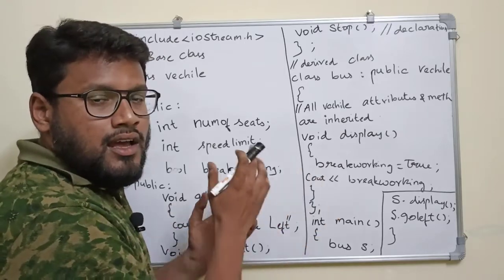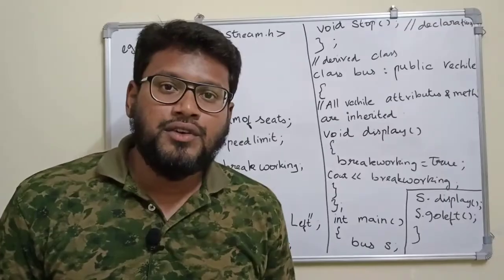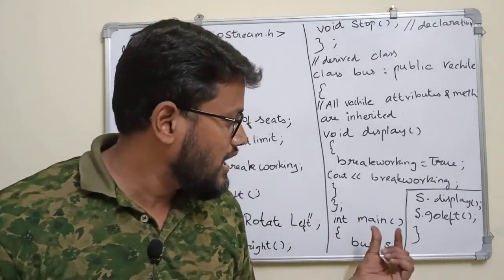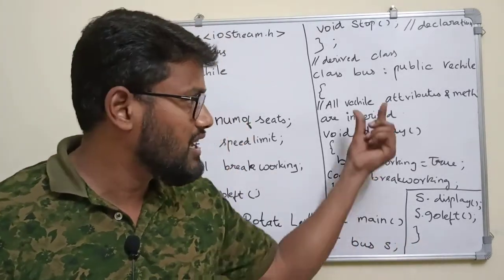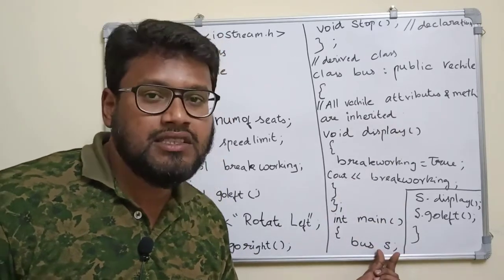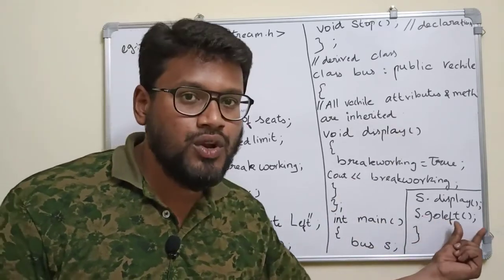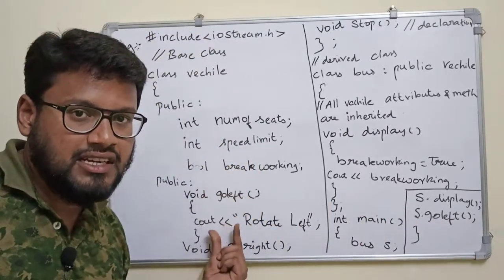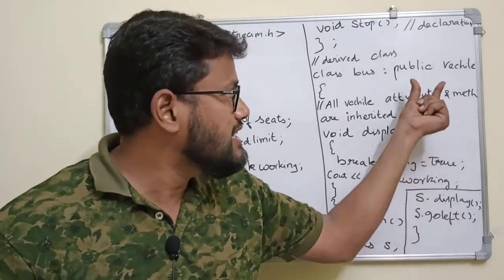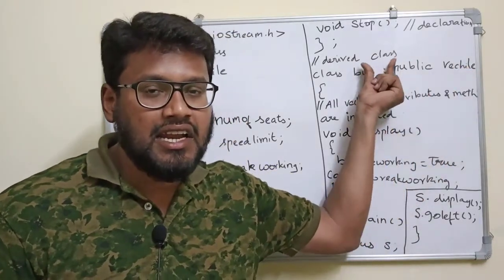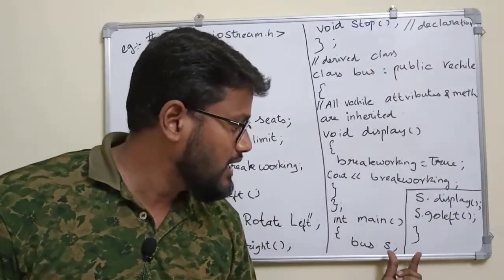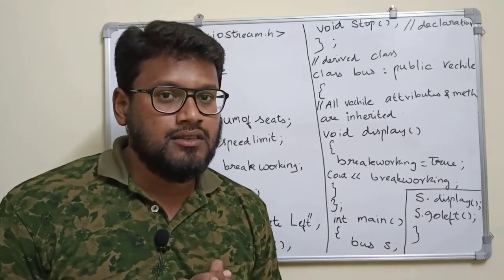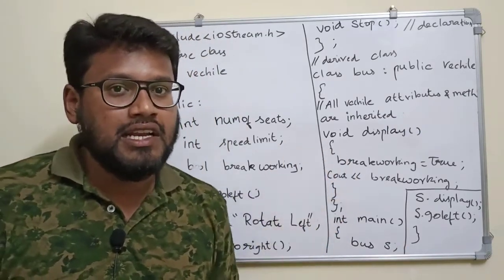This is called inheritance. If I want to call these methods and attributes in the main function, I only need to create an object of the derived class. Using this derived class object, I call the go left function of the vehicle class, because I inherit the vehicle class in the derived class. So we only create an object for the derived class. This is the example for inheritance.